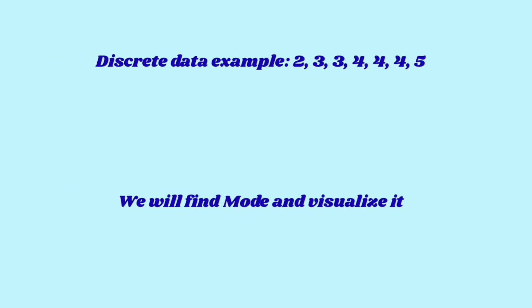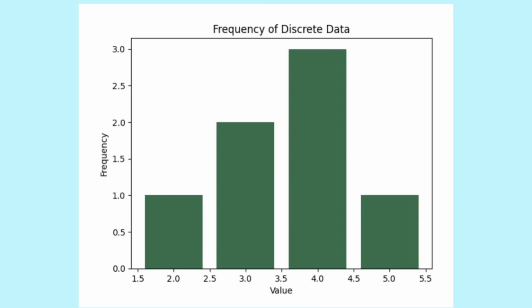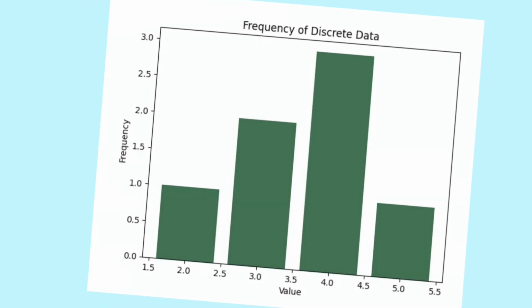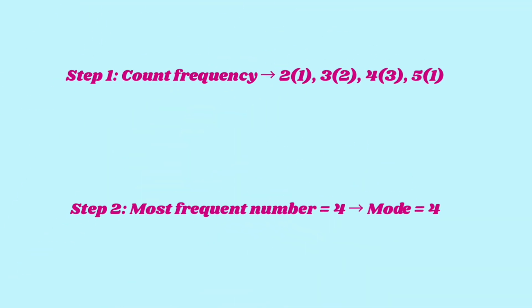So we will find the mode and visualize it. Here we are given the frequency of discrete data, and on another axis we have the given frequencies. So we can visualize it as given in this picture.